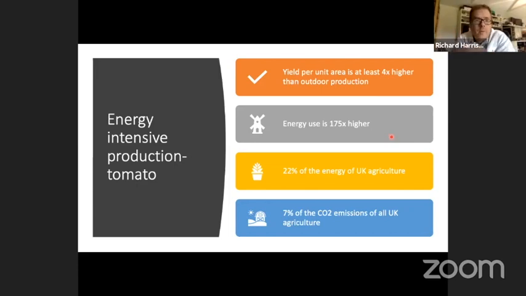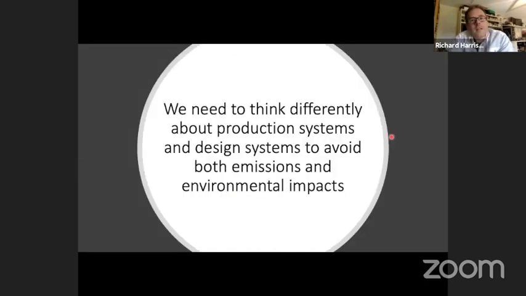That equates to around 7% of all CO2 emissions from agriculture. And that's not CO2 equivalent emissions, that's direct CO2 emissions, so it's not taking into account methane and things like that from agriculture. But I think this brings into sharp relief the fact that we need to think quite differently about our production systems. We need to design systems that avoid adding to the emissions problem, and are much less deleterious in terms of environmental impacts. I think there's a lot of opportunity, if we can solve the energy problem in intensive indoor production systems, of having a much lower environmental footprint in the longer term. But we have to get it right.